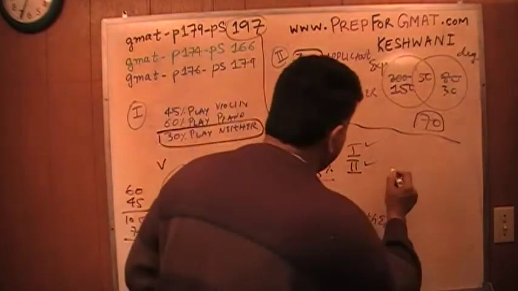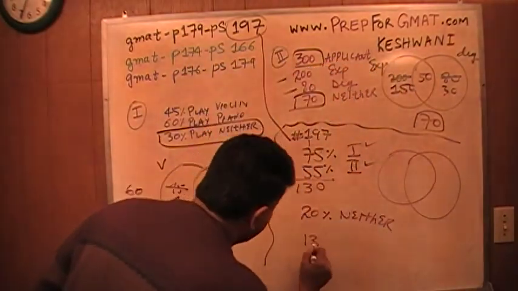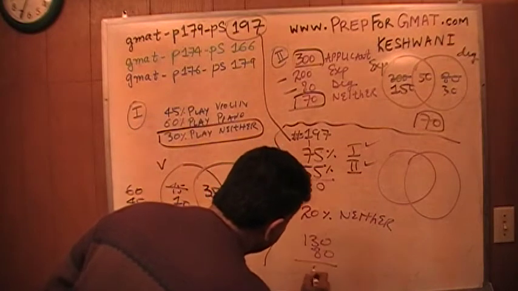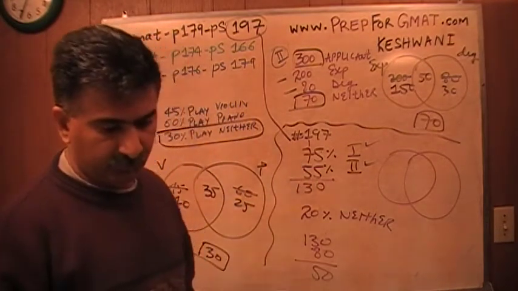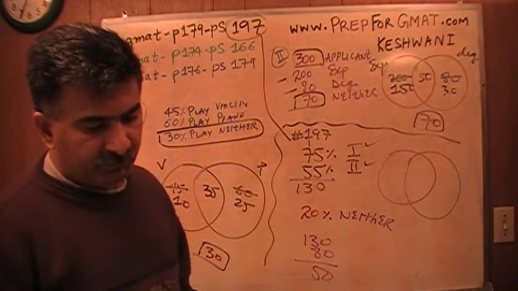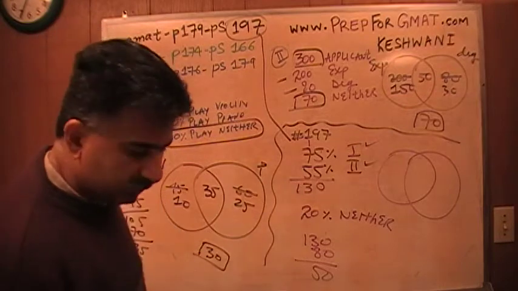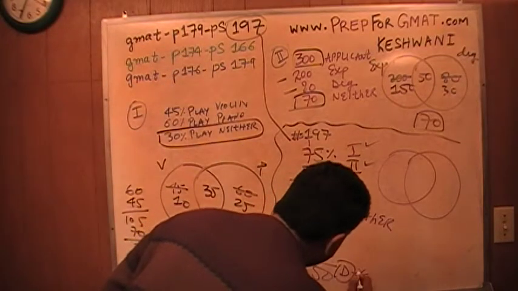So the Venn diagram would be like this. That's it, we are done. It's 130 minus 80, which is 50. And that's probably what they're asking. How many of the people answered both of the questions correctly? What percentage answered both correctly? There you go, 50%. The answer is D. That's it.